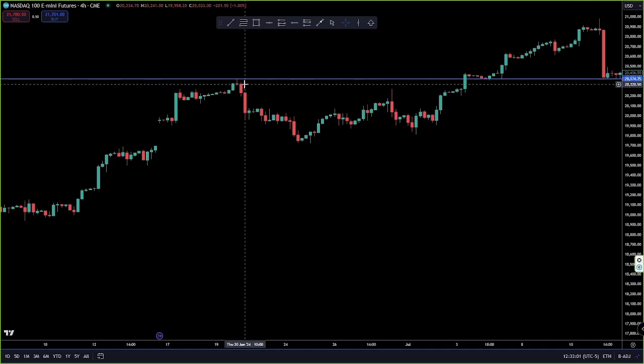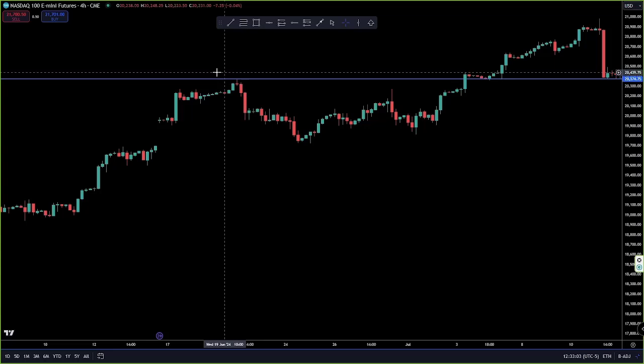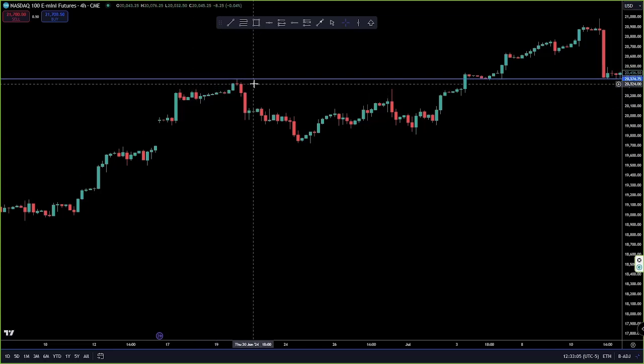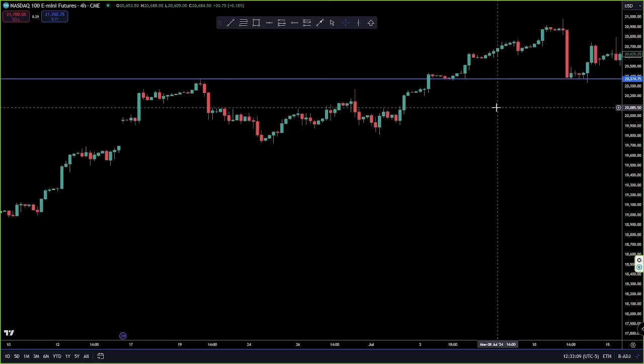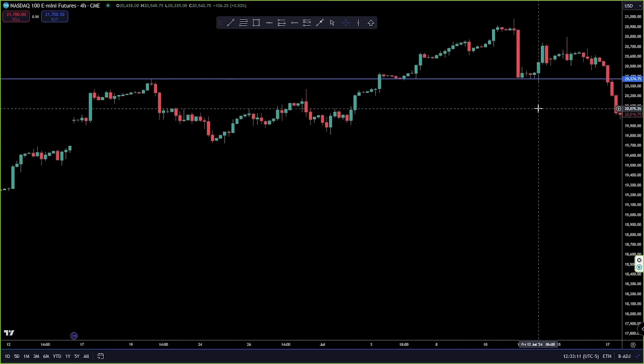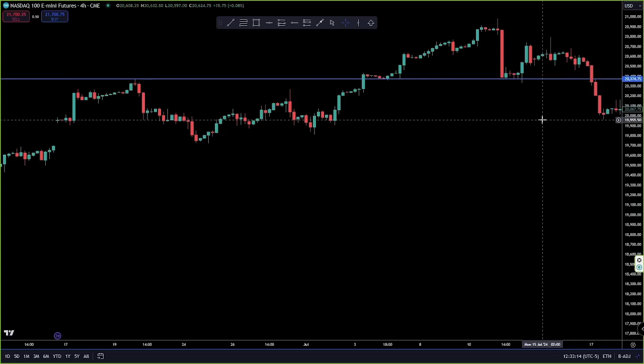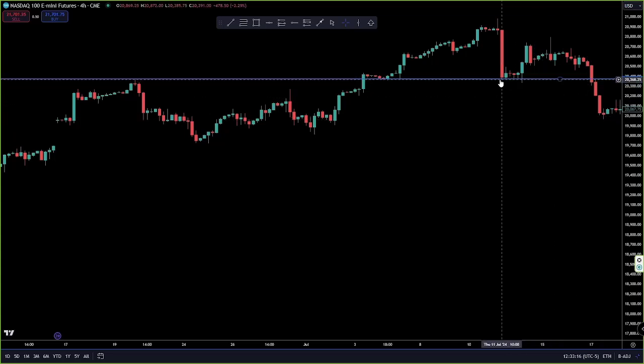I just picked this a little randomly. I had no idea. I just remember I scrunched up the chart and I was looking for a line and this is what just popped at me, so I drew it. So essentially support becomes resistance, and we're looking for a retest. Or in this case, resistance becomes support and we're looking for a retest.